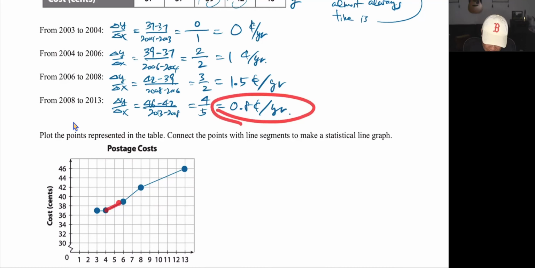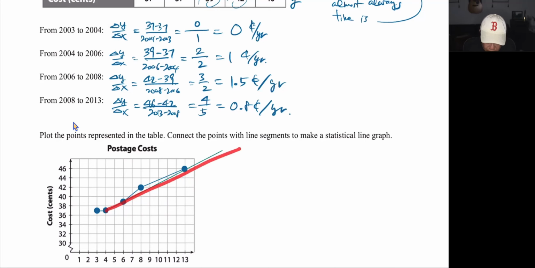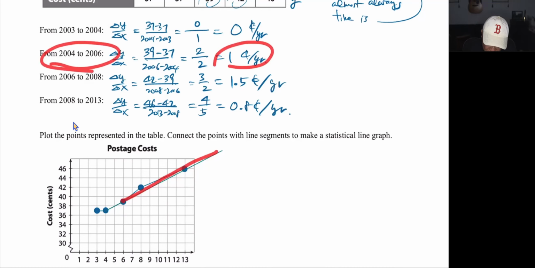See that? If I go straight, it looks like this. Oopsie. You know what? Let me just do it this way. There you go. See that? I just extended the line all the way through using green. This is a little less steep, right? Because it's 0.8 cents per year. It's slightly less increase from 2004 to 2006. Had this gone straight over here compared to this, yeah.